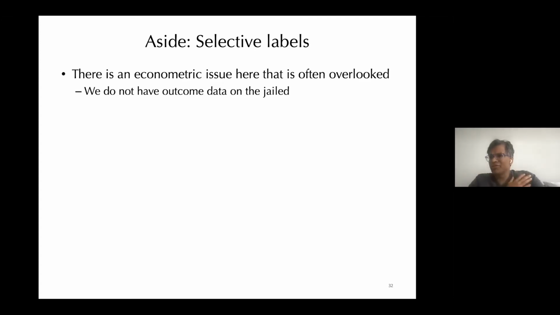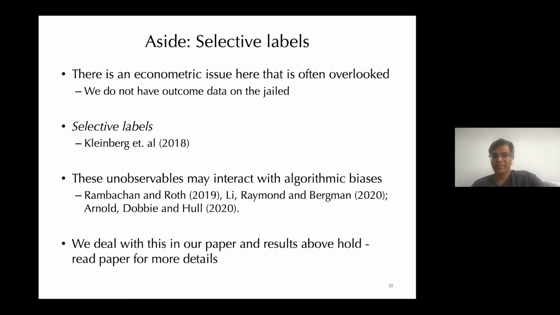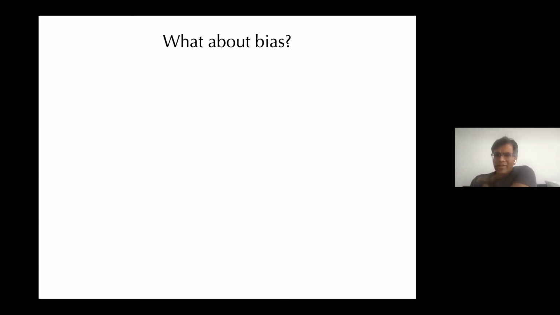In everything I just showed you, wait, how am I forming these counterfactuals? I don't actually have outcome data for those people who are jailed. So what do I do if I release someone that the judge jailed? This is an important issue. We call this selective labels. Importantly, there's work that shows these unobservables may interact with algorithmic biases. We've dealt with this a little bit in the paper, but it's an active area of research, and the results I described hold. I don't want to get into it, as it's not central to the longer story. I'd encourage you to read these papers, and there are some newer papers coming out.